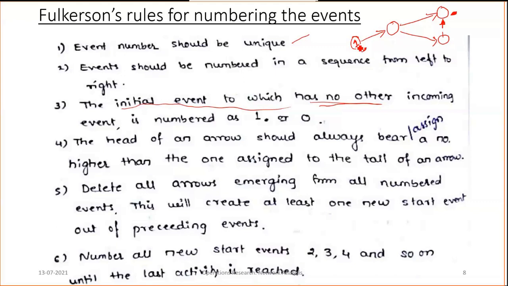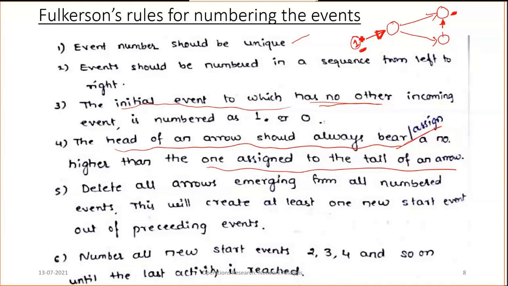Next, the head of an arrow should always bear a number higher than the one assigned to the tail of the arrow. It means that if you consider this arrow mark, this is the head, and this head number should be greater than the tail number. So the tail number is 1, then it should be 2.